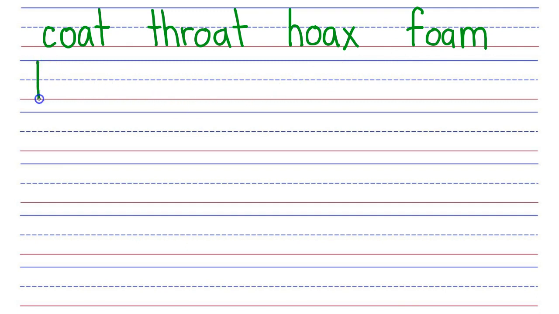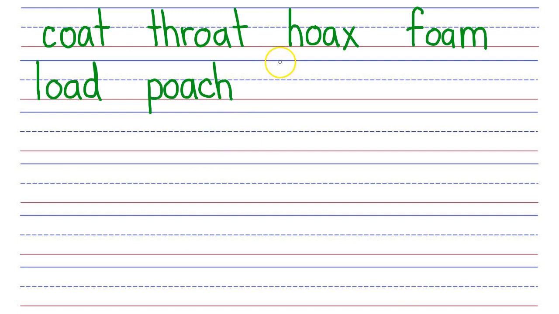Our next word is load. We have an L that says L, an OA that says O, a D that says D. L, O, D, load. Our next word is poach. We have a P that says P, an OA that says O, and our CH consonant digraph that says Ch. P, O, Ch, poach.